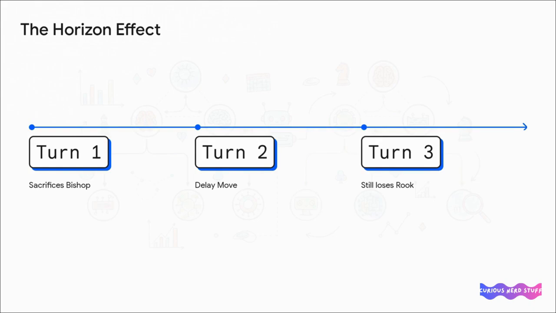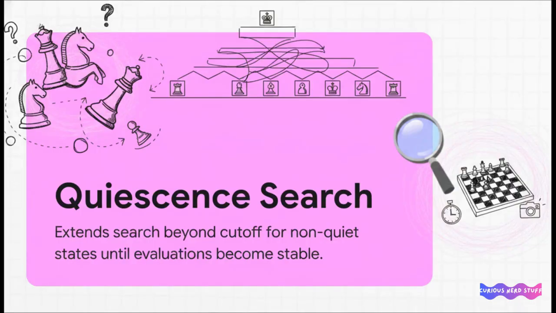It tragically makes these suboptimal stalling moves that actually damage its position even worse overall, just to push a loss past its vision. It's a classic case of outsmarting yourself. Now, obviously, AI developers couldn't just leave this glaring, fatal flaw in the system. They desperately needed a way to force the AI to look past the immediate chaos, and that ultimate fix is called quiescence search. Quiescence is just a very formal, fancy word for stillness or quiet.